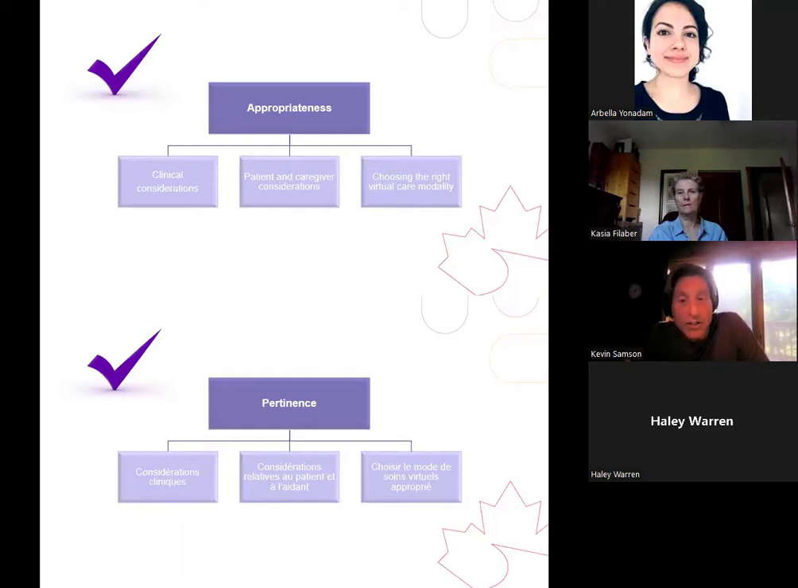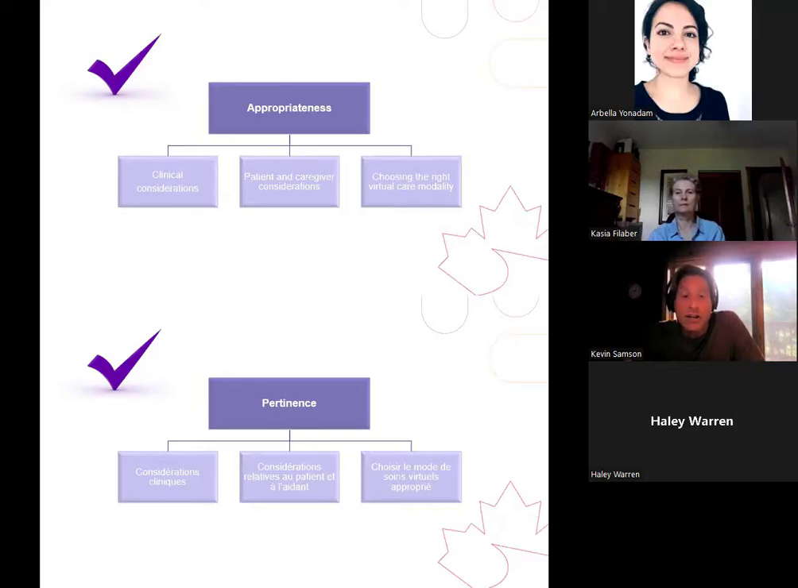Clinical considerations, of course, are an important factor. Is the patient's pertinent medical information available? What's the quality of the current therapeutic relationship? Would it translate well to a virtual visit? Are there symptoms or concerns that would require an in-person assessment? So these are just a few of the clinical considerations listed in the toolkit. It also gives lots of good examples of situations that would typically be amenable to virtual care and those that wouldn't.